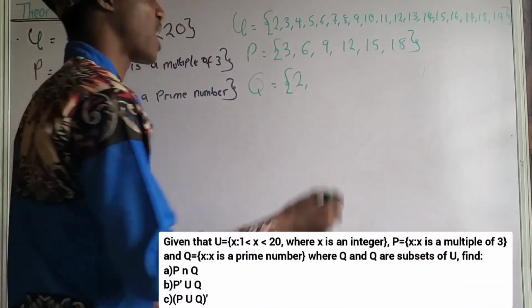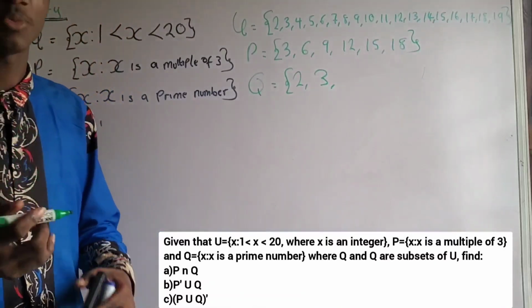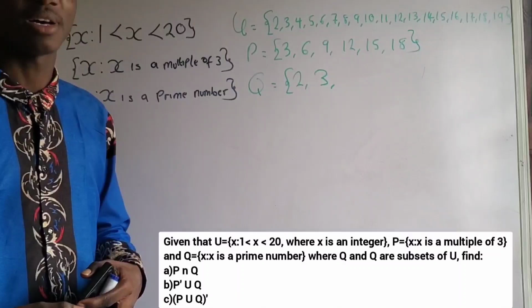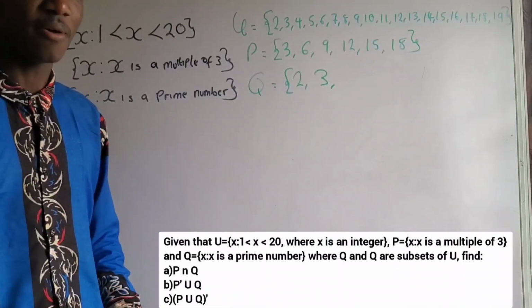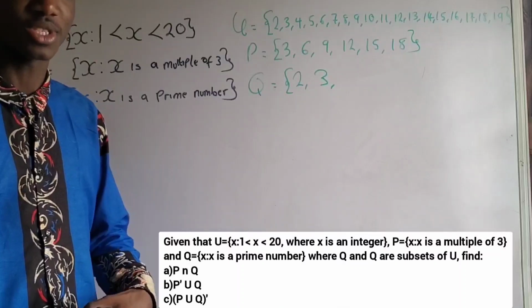3 is also a prime number. 3 is a prime number because 3 is divisible by itself and 1 without remainder. If you divide 3 by any other number, you are going to have a remainder. For example, if you divide 3 by 2, you are going to have a remainder.